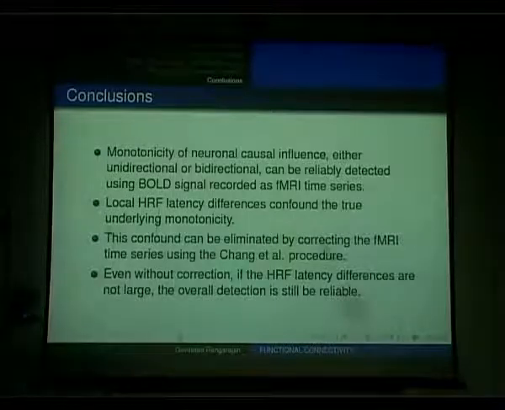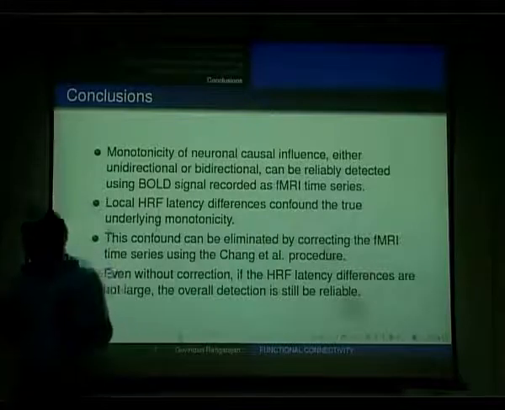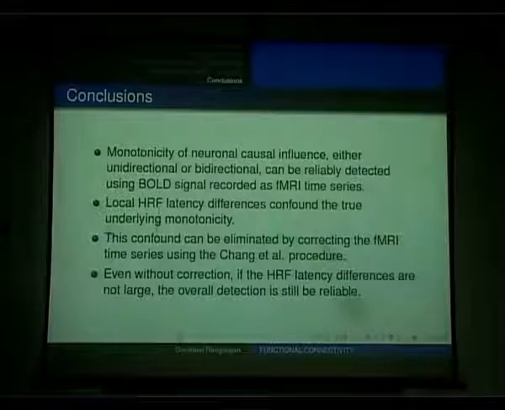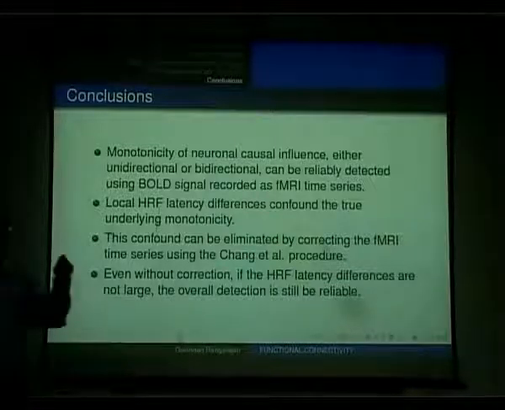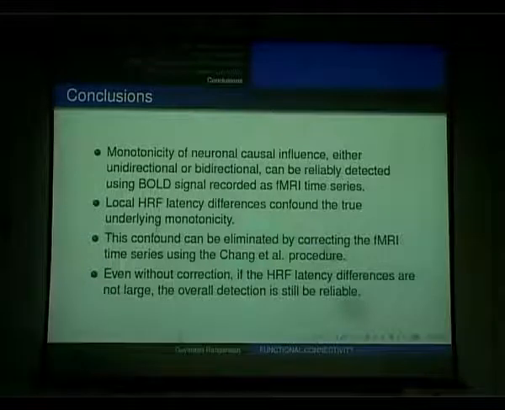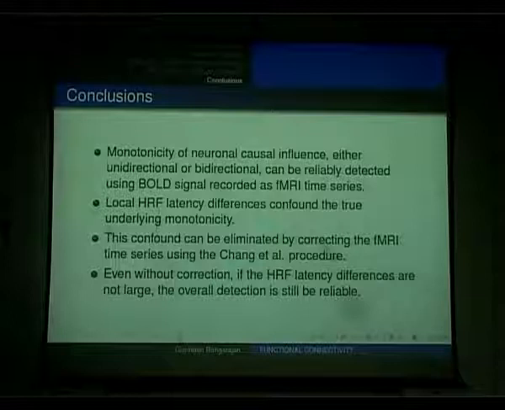But what we see is that as technology is improving, as sampling rates are becoming better, in fact, all these things would get better. And the other thing is, if you are only interested in looking at changes between two experimental conditions, again, these things work fine. So this is the basic message. Okay, thank you.